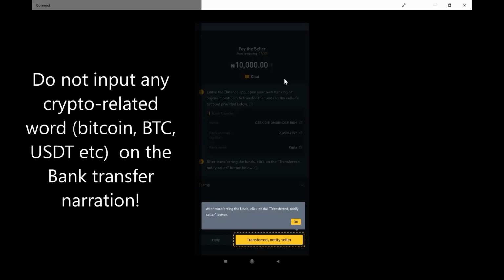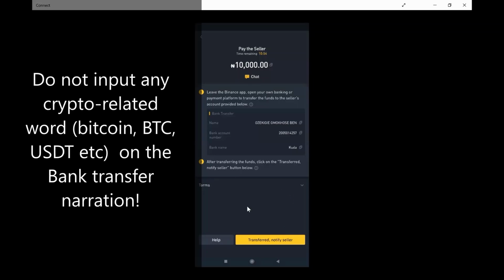Now it says once you make the bank transfer, it's gone. Your bank told you they've debited you, it's gone. You now come back here and click transfer, notify seller. But we're not going to hit that now. I just made this for demonstration purposes. I'm not going to do that because I'm not going to make this transfer. So that is how you do it in simple terms.